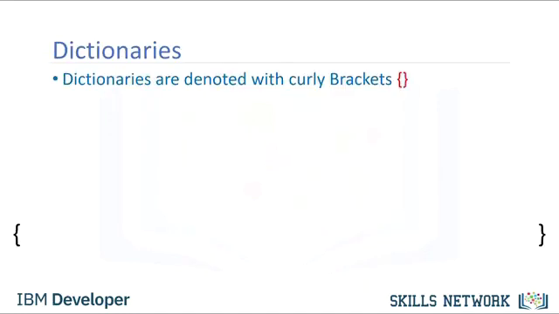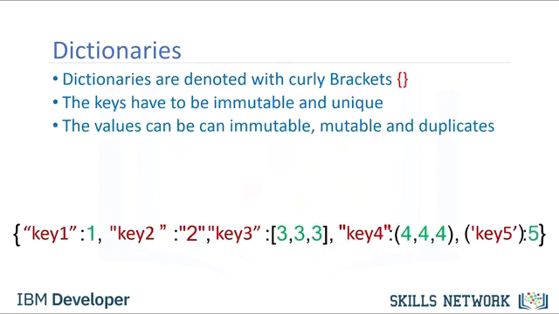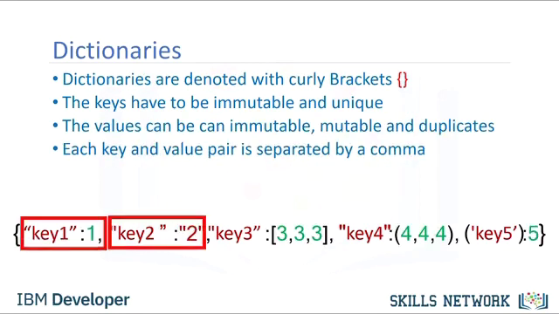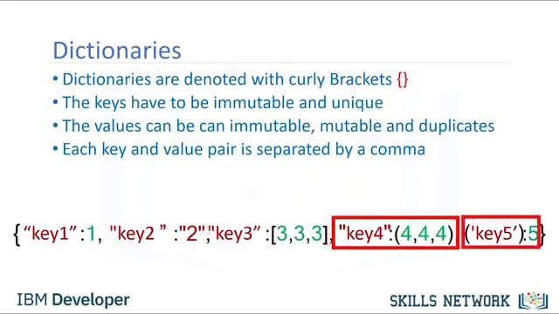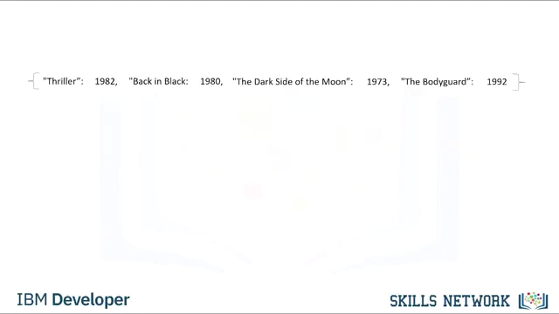To create a dictionary, we use curly brackets. The keys are the first elements. They must be immutable and unique. Each key is followed by a value separated by a colon. The values can be immutable, mutable, and duplicates. Each key and value pair is separated by a comma. Consider the following example of a dictionary. The album title is the key and the value is the release date.